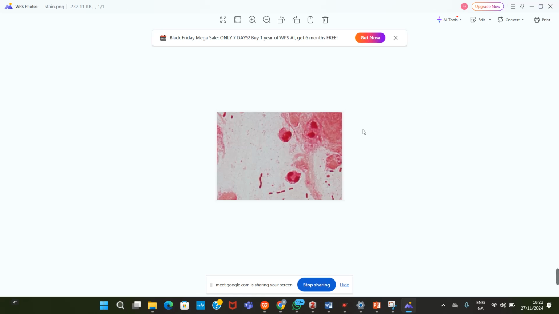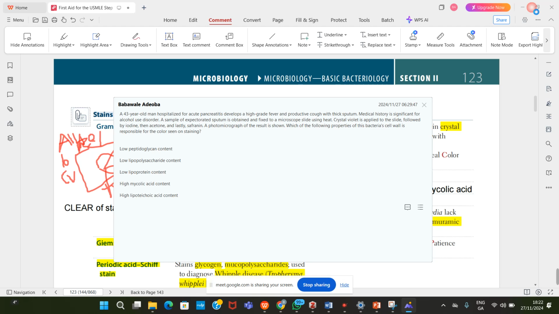Okay. So what do we have here? Pink. Gram negative. So what option do we think we have to pick? Without even looking, which one do we think we have to pick? Low peptidoglycan. Low peptidoglycan wall.